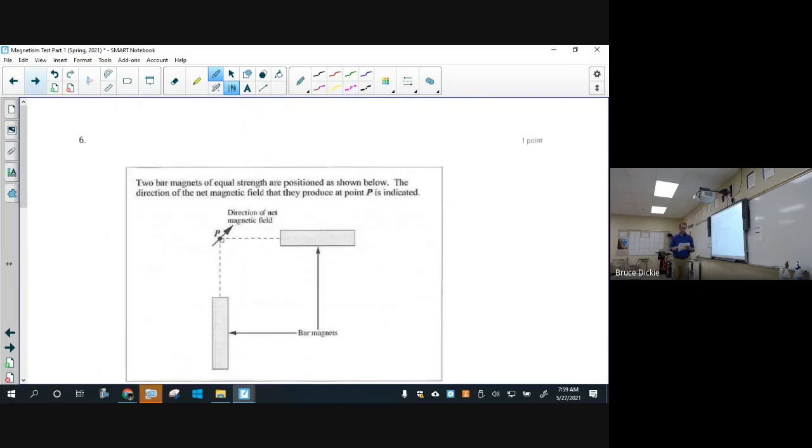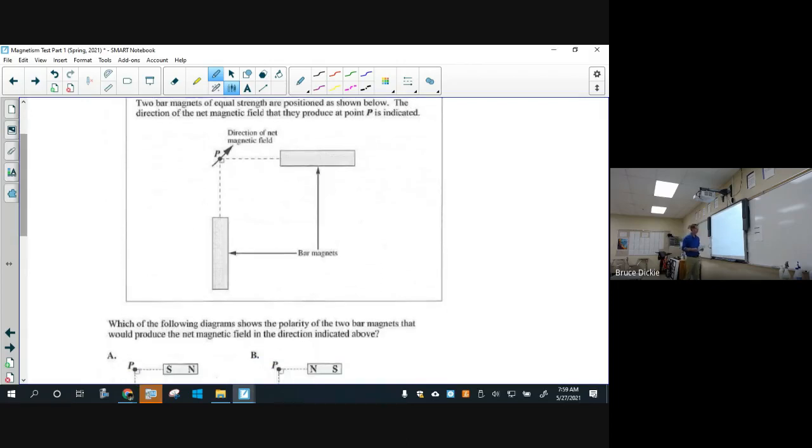We get 2 bar magnets here of equal strength positioned below. The direction of the magnetic field that they produce at point P is indicated in the diagram. So we have a magnetic field that's up and to the right. To get a magnetic field that's up and to the right, we have to have a magnetic field that's up and a magnetic field that's to the right. Well, what causes a magnetic field upwards? A north pole. Magnetic field goes away from the north. What causes a magnetic field to the right? A south pole. We get a magnetic field away from the north toward the south. That gives us north and south in this magnet, south and north in this magnet. The answer is going to be B for this one.